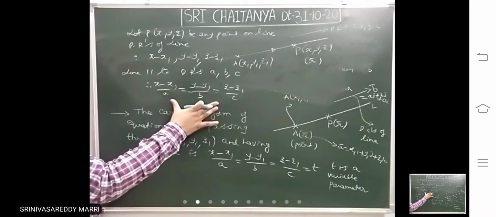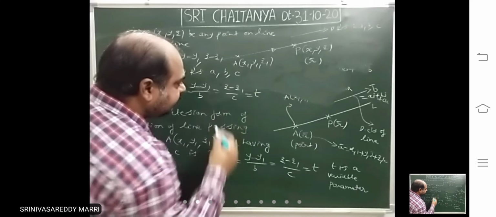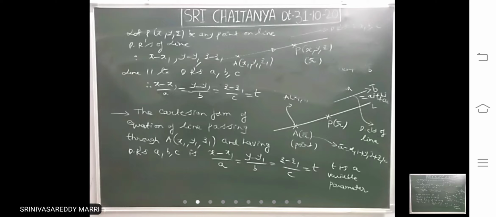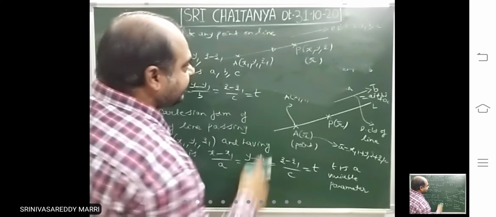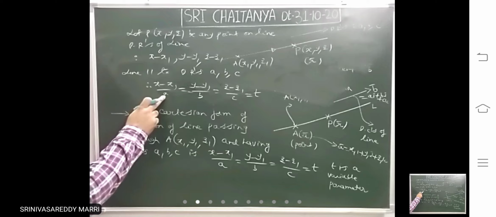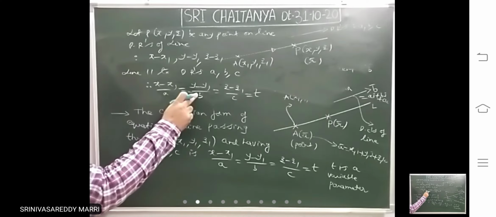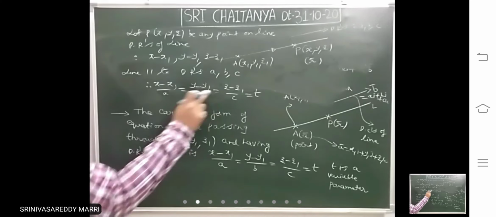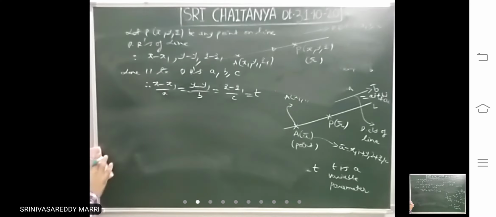This is called the line equation. These three are equal and that is equal to T. This is the line in Cartesian form. If you know one point and the line DRs, and you have to write the equation, it means x minus x1 by A equals y minus y1 by B equals z minus z1 by C equals T.